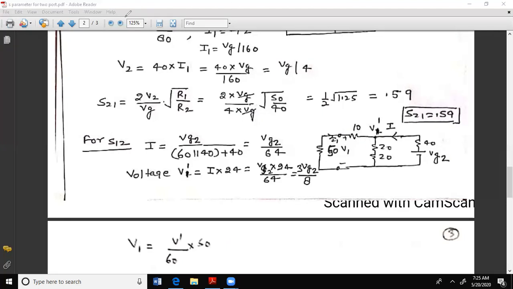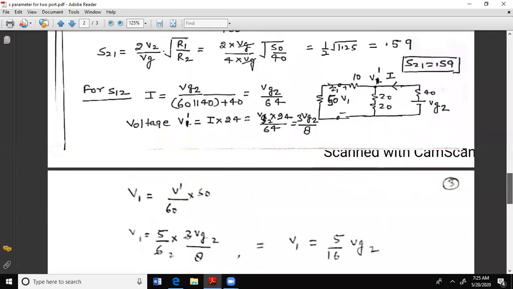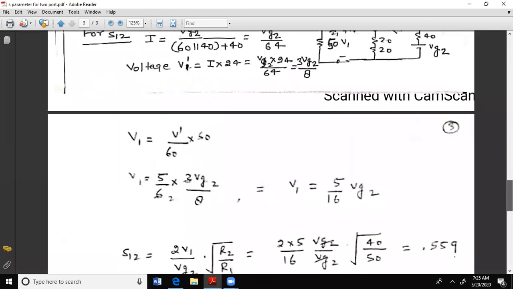So V1 is now equivalent to V1 dash by 60 into 50. When you put in the value of V1 dash here, V1 is equivalent to 5 by 16 into Vg2.